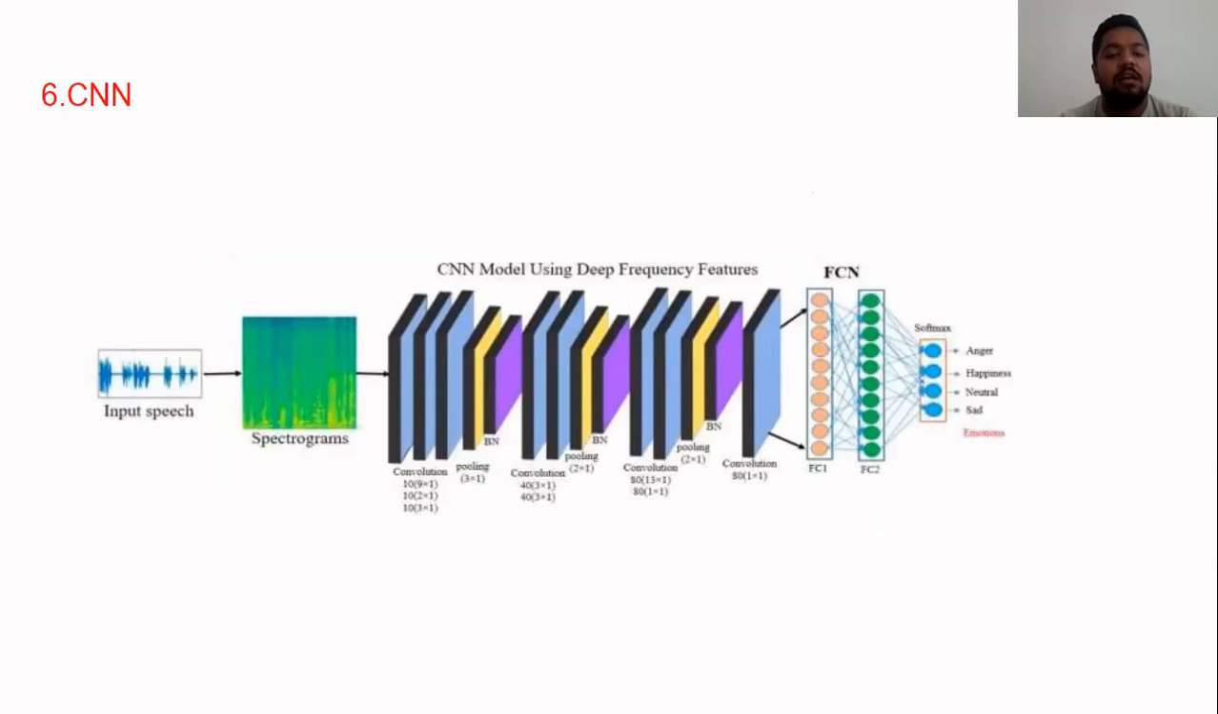And the last one is CNN. In the CNN model, first we input the speech and it is converted to a spectrogram. After converting to the spectrogram, the first convolution layer has 10 kernels with a square shape of size 9 by 1.